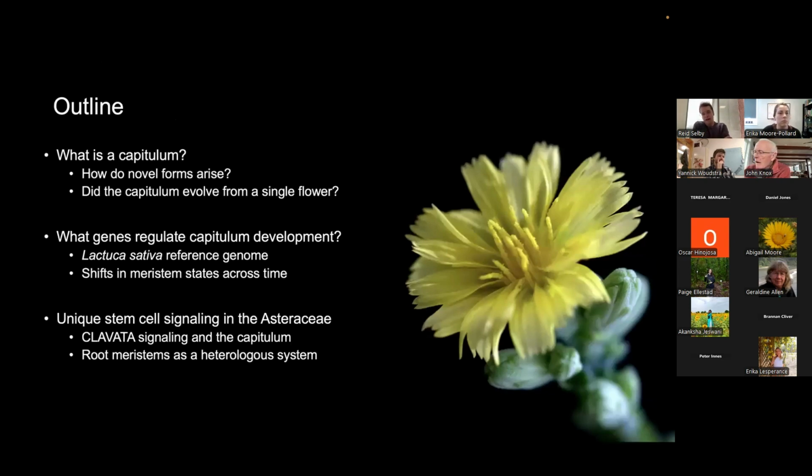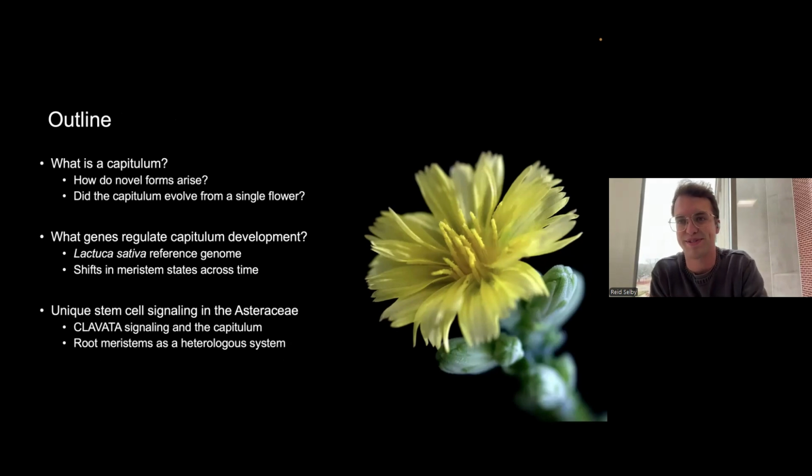So to give you an outline of what we're going to go over today, we're going to first start by talking about what a capitulum is. This might be surprising. We all know what a capitulum is, especially this crowd, but there's a lot less known than you might think. The broader underlying question behind this is how do novel forms like the capitulum arise? And then the two hypotheses we'll compare and contrast are essentially did the capitulum come from an entire inflorescence or did it evolve from a singular flower, which might sound kind of strange.